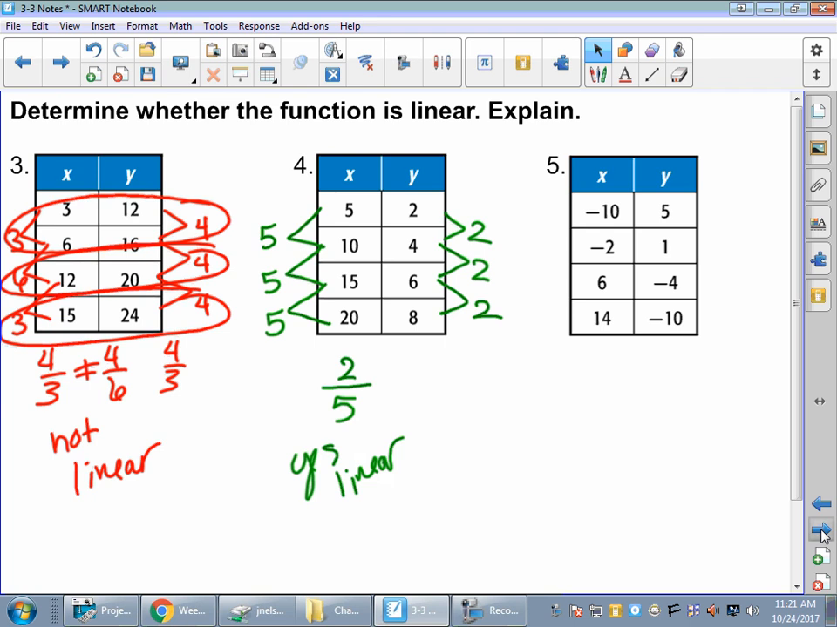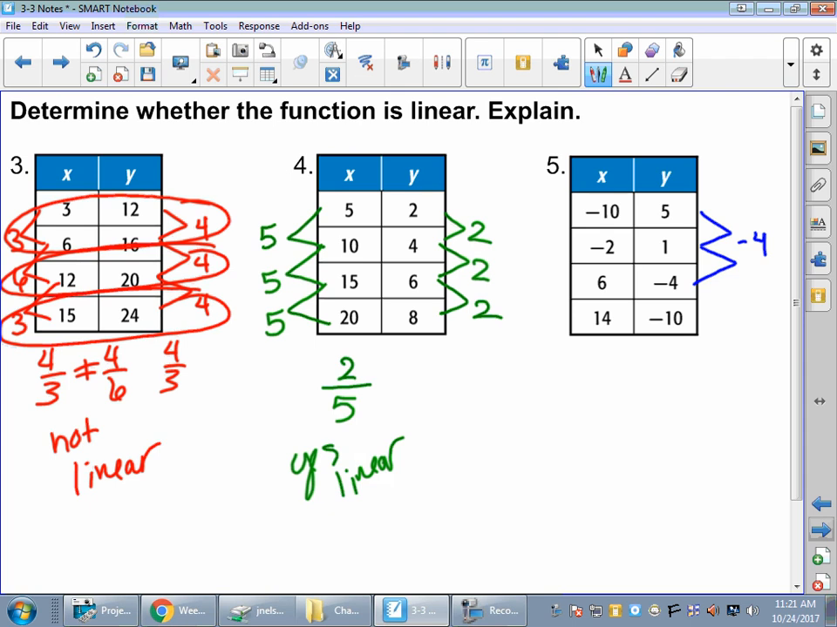And the last example here, my y value went from 5 to 1, so it went down by 4. From 1 to negative 4 is really, hold on, negative 4 plus 1. I can't get that to go.